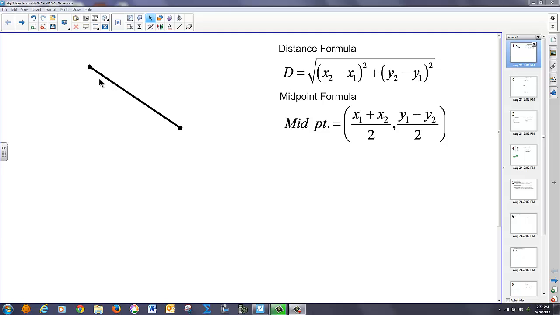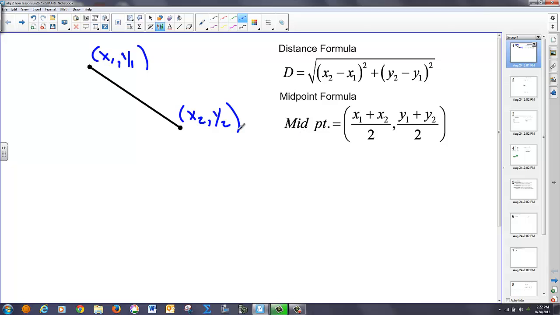Today we're going to go over a hodgepodge of information, starting with the distance and midpoint formulas. So given a segment with endpoints of (x1, y1) and (x2, y2), if I want to find the distance of that, remember the distance formula came from basically constructing a right triangle and then using the Pythagorean theorem.